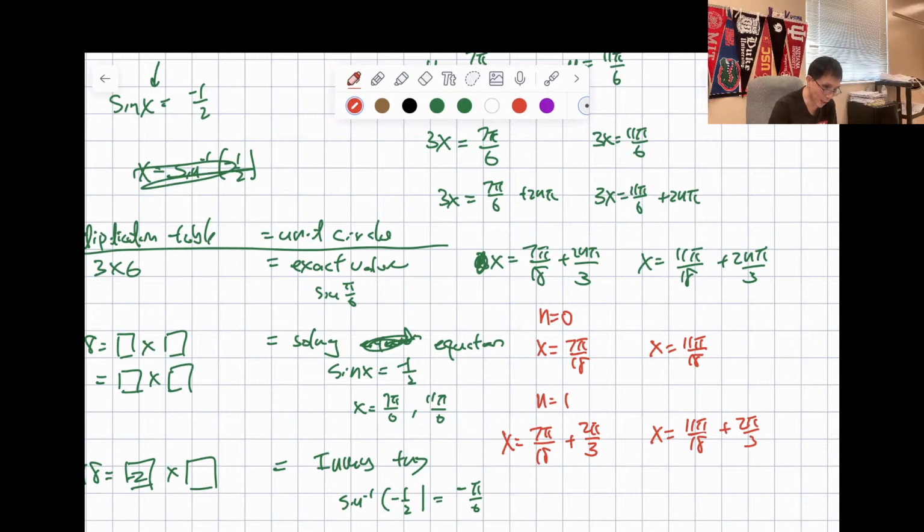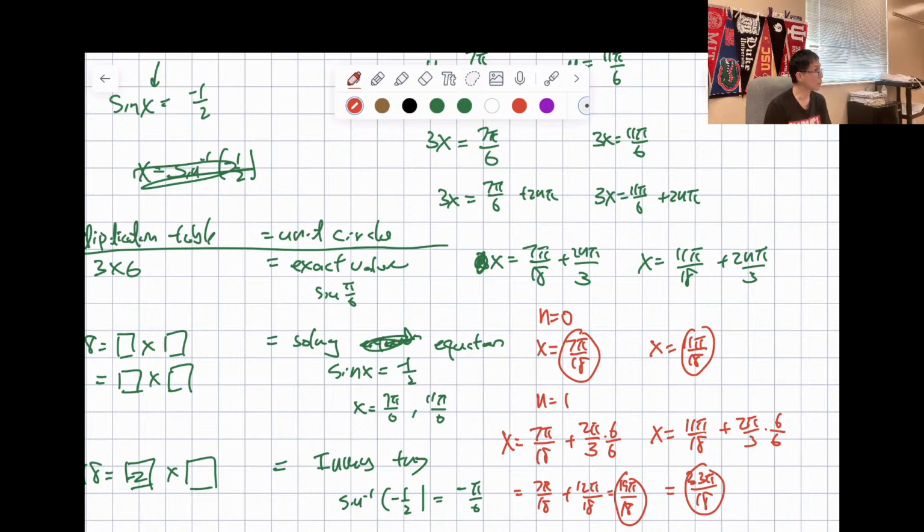Now I can have a common denominator. So I do 6 over 6. I do 6 over 6. So it'd be 7 pi over 18 plus 12 pi over 18. So that's equal to 19 pi over 18. And this is going to be plus 12 pi over 18, so it'll be 23 pi over 18. So you got 2 solutions, now 4 solutions. That's the one n equal to 1.